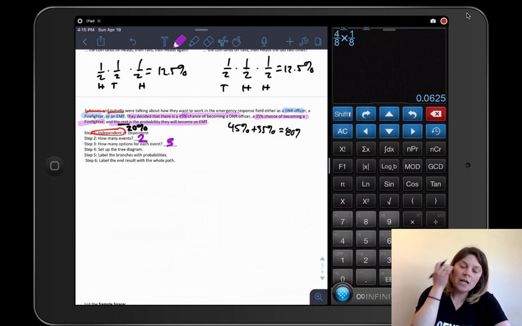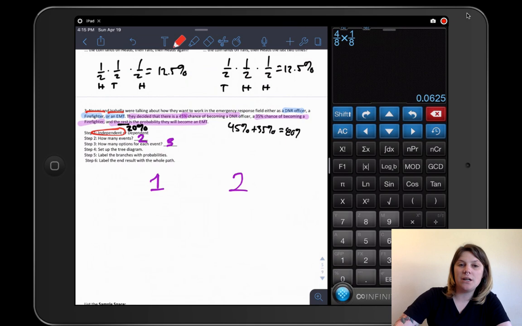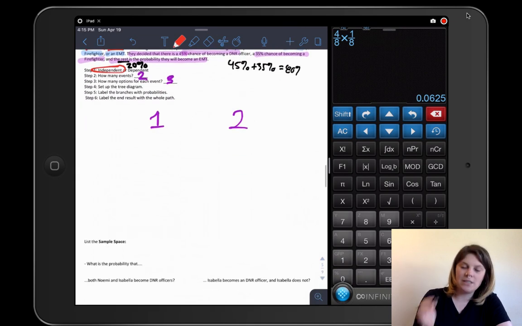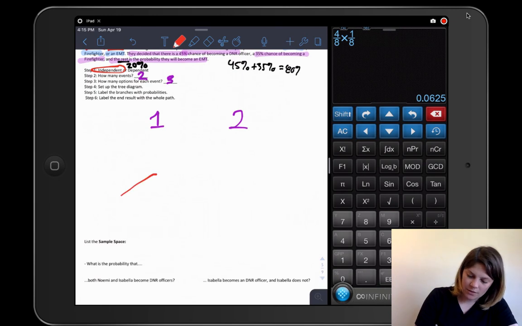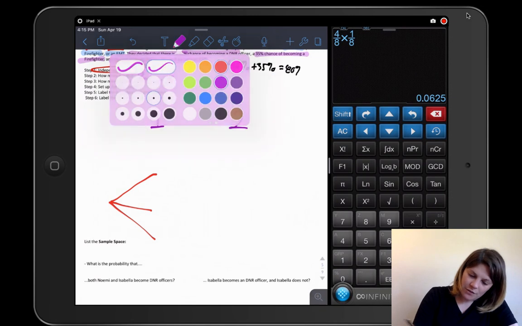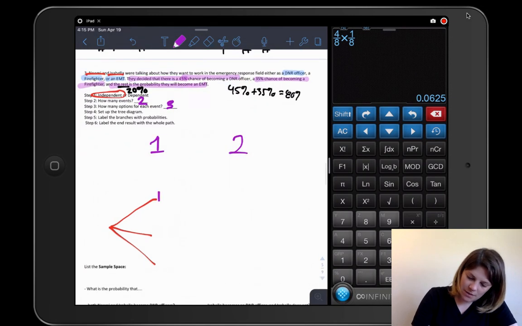Okay, so we're going to set up the tree diagram. There's 1 event here, and there's 2 events here. Now, the branches on the tree are going to look a little different. And this is why I love, again, the iPads are really great for drawing tree diagrams, because you can just copy and paste. You don't actually have to do all this by hand. So I'm going to make it pretty wide here. Our first career option that they were talking about is the DNR officer. And then they said firefighter and then EMT.